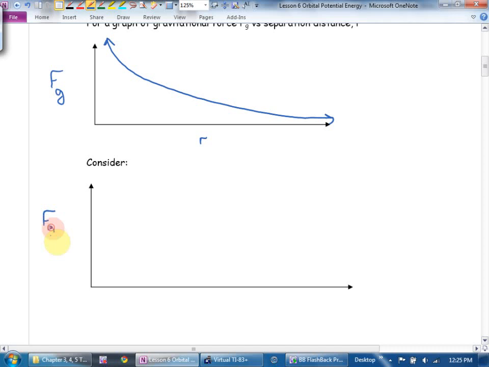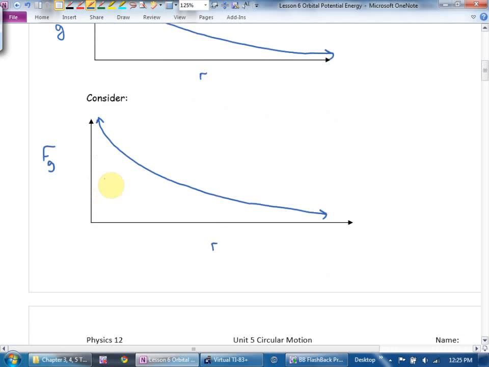Once again, we're going to draw Fg and r. Here's our little curvy graph. But we're going to add a specific location right about here. And we're going to call this point right here the radius of the Earth. And we're going to add another location. How about right here? And we're going to call this point right here our orbit. How much energy will it require for us to move from the surface of the Earth to just lift an object into orbit? Now, we're only talking about potential energy here.